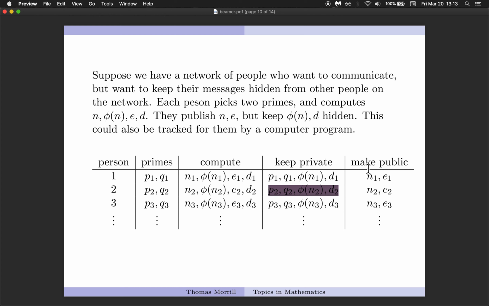Most of those numbers they're going to keep secret, but they will publish the modulus for the RSA crypto system and the exponent for encrypting messages. So this is the information to send a message to person 2. Person 3 will have their own primes and their own integers and their own secrets and their own published public key. And this will be true for every single person in the database or every single user of the computer program.